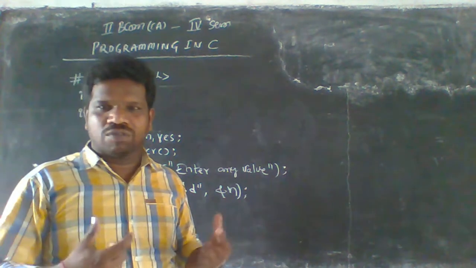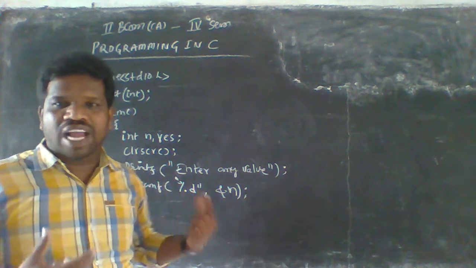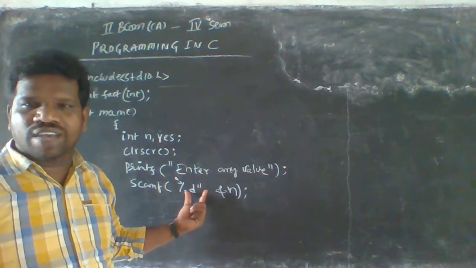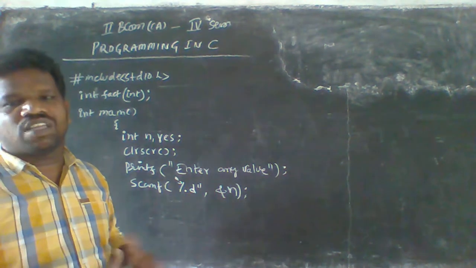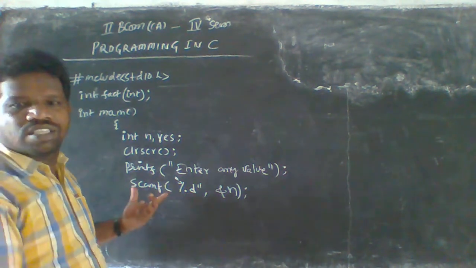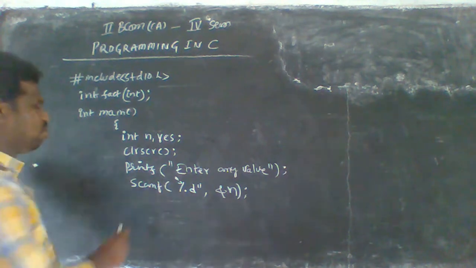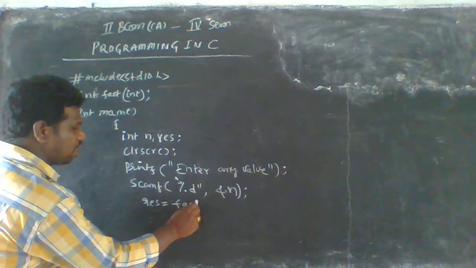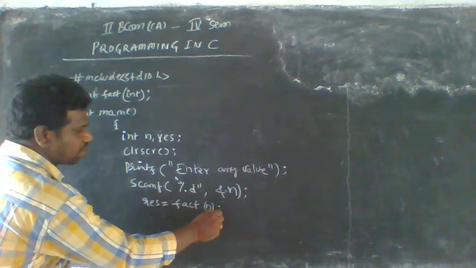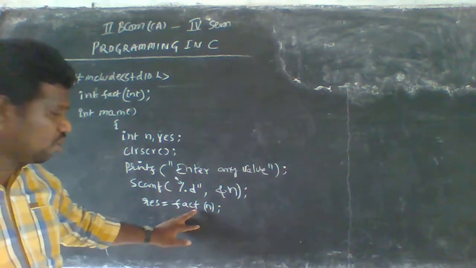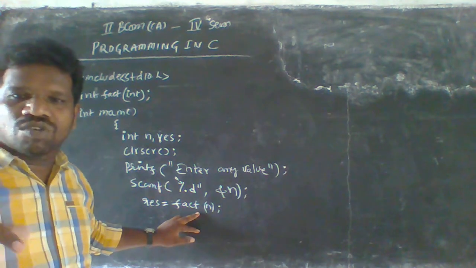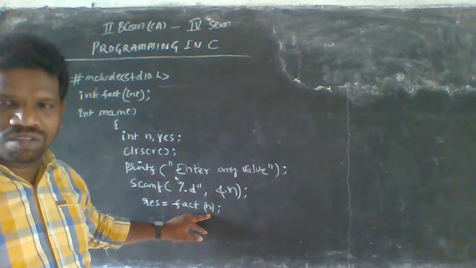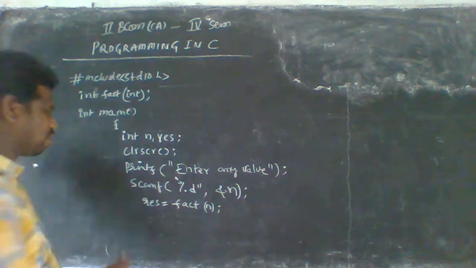And in this process, we have to call the factorial function. How is the factorial number called? We use result is equal to fact of n here. So in this section, n contains the value and the result will be placed here. So that's why we place it like this.